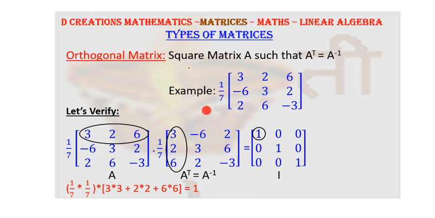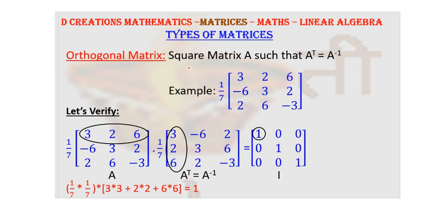Given an orthogonal matrix, this is the orthogonal matrix, and 1 by 7 is the scalar taken out, and inside you have elements, namely 3, 2, 6, minus 6, 3, 2, 2, 6, minus 3. So we are going to multiply this original matrix with its transpose. Now I hope all of you remember that transpose is basically exchange of rows and columns. So this row 3, 2, 6 becomes column here 3, 2, 6. So let's start the multiplication.